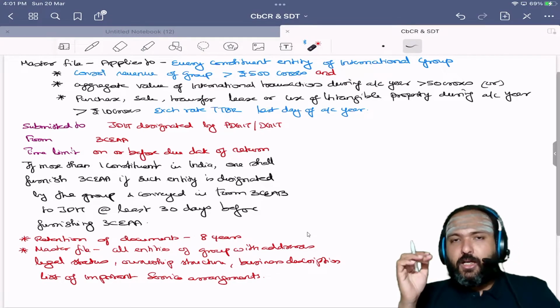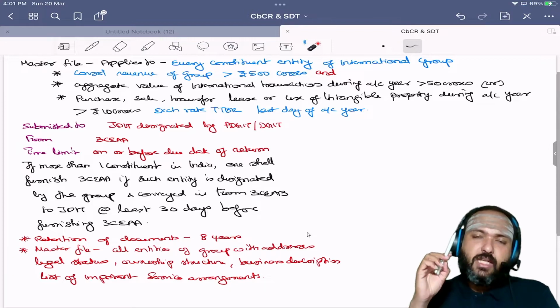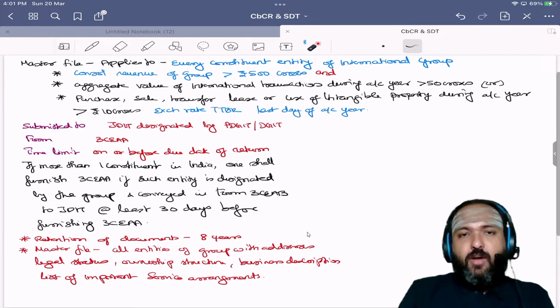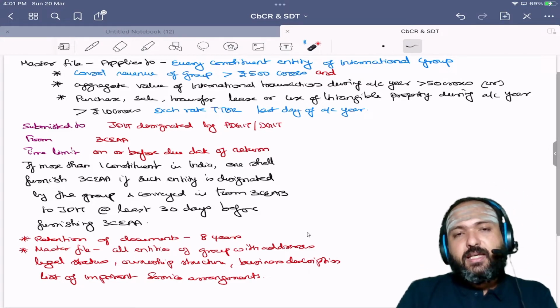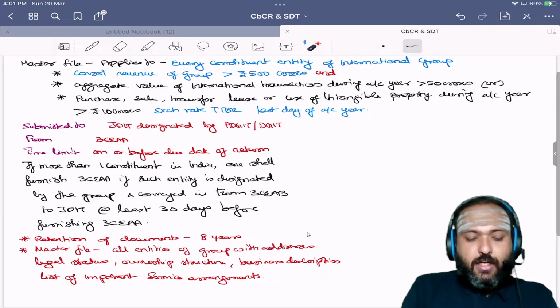Now, who is it submitted to? Just like CBCR, it is submitted to the Joint Director of Income Tax, who is designated by the Principal Director General of Income Tax or Director General of Income Tax. Then, what is the form number? The form is 3CEAA, which is considered for the purpose of master documentation.